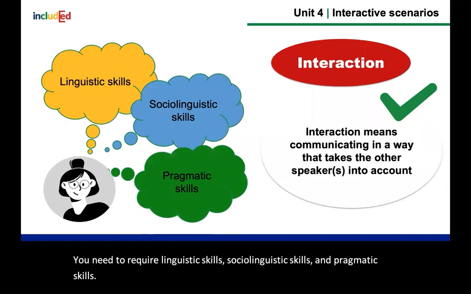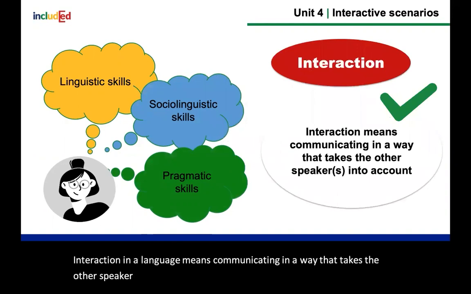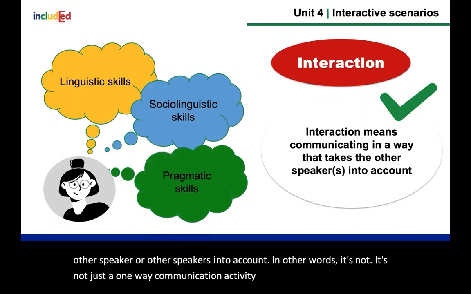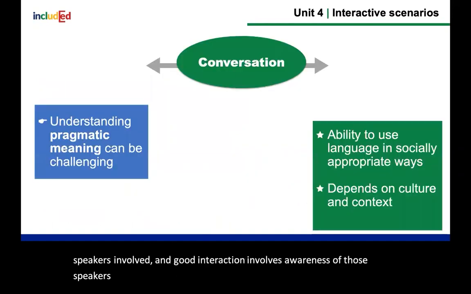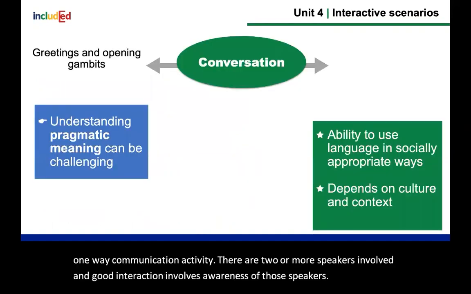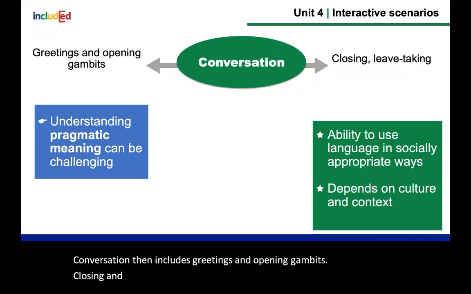Interaction in a language means communicating in a way that takes the other speaker or other speakers into account. In other words, it's not just a one-way communication activity. There are two or more speakers involved, and good interaction involves awareness of those speakers. Conversation then includes greetings and opening gambits, closing and leave-taking activities, and everything that goes on in the middle.